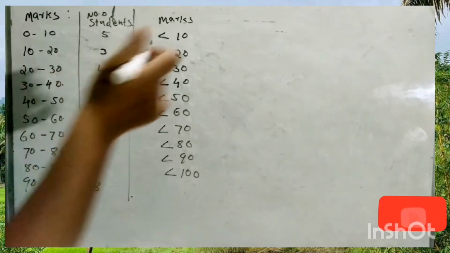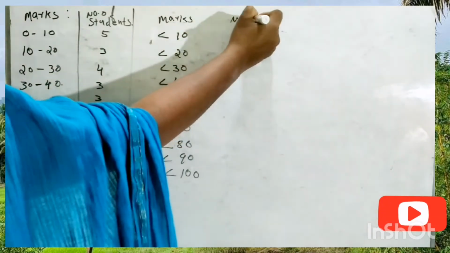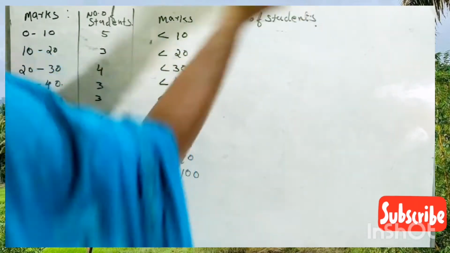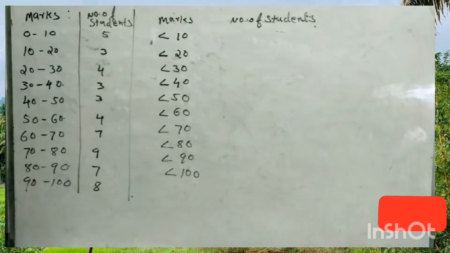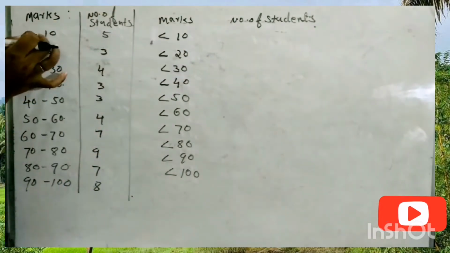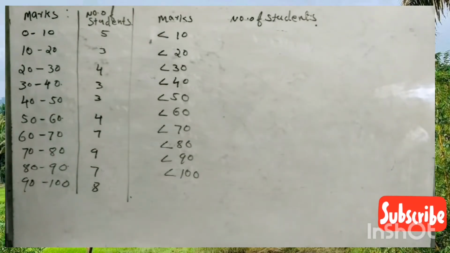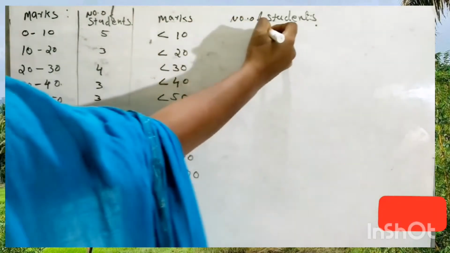The number of students we need to find. Number of students less than 10: less than 10 means it lies in between 0 to 10 in the class, so we have only 5 students.